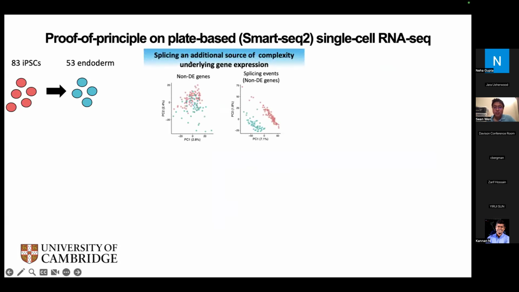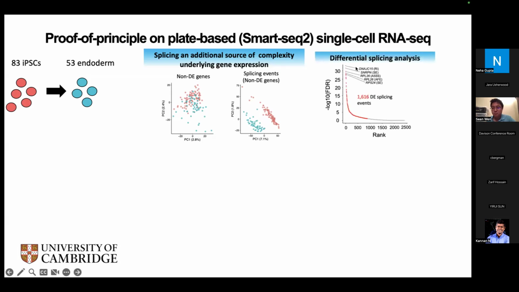And over here, we first perform the clustering analysis, and you can see that if we look at the clustering on the left-hand side, which is based on non-differentially expressed genes, we would expect the cell clusters to not separate from each other on the PCA space. But if we take the splicing events from this list of non-differentially expressed genes, you will see that they separate quite nicely. This says that splicing is an additional source of complexity underlying gene expression.